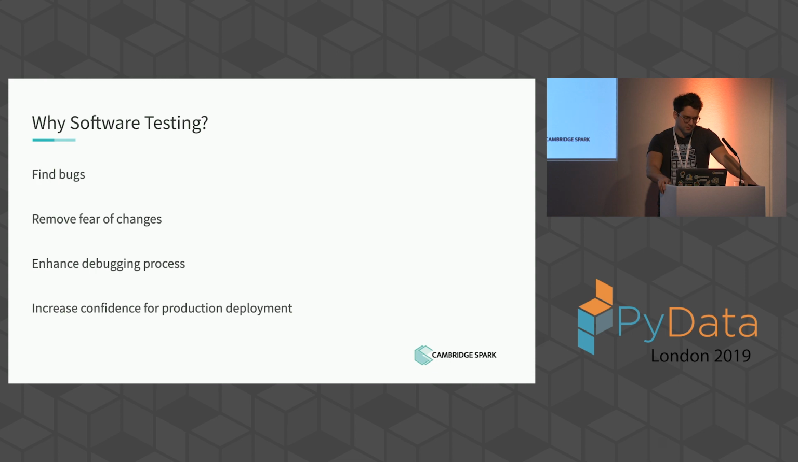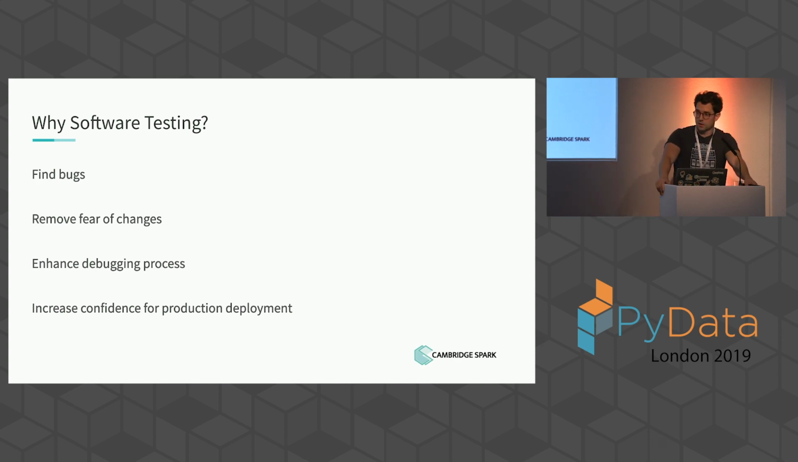More importantly, it's about removing the fear of changes, so doing regression testing. Let's say you have a fully working model and pre-processing pipeline. If you make a change to it, how do you know the behavior is preserved, that you haven't introduced a new bug? Testing allows us to remove the fear of introducing changes.